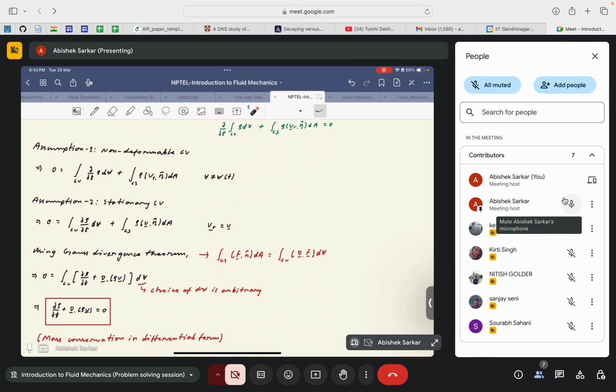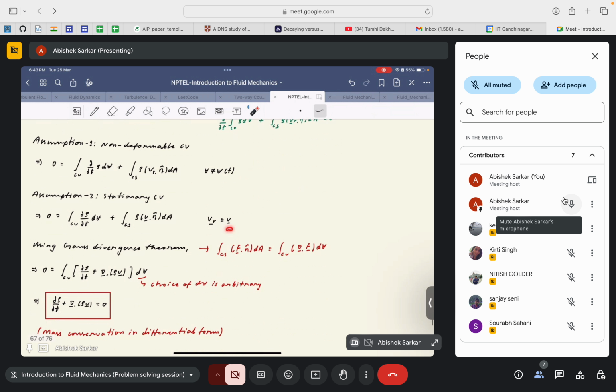In those cases, the control volume that you are simulating or analyzing is a stationary control volume. So in that case, the relative velocity of the fluid with respect to the control volume will be equal to the absolute velocity of the fluid across the control volume. So then we can write VR is equal to V, the absolute velocity of the fluid flow. So in that case we can replace VR by V.